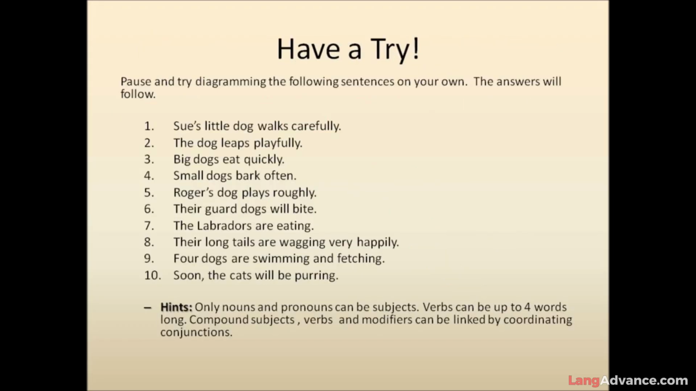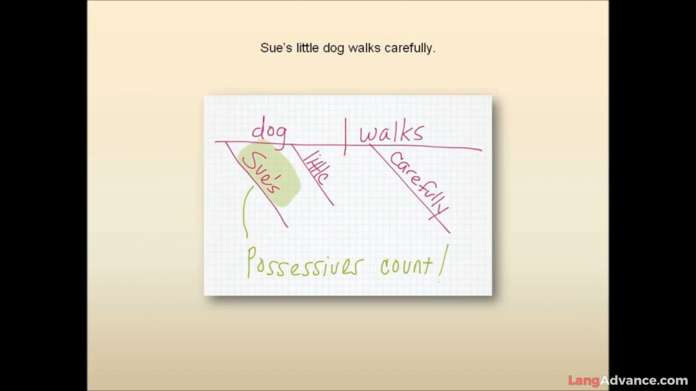You can pause the video to try these sentences on your own. The answers will follow. As for a hint, remember that only nouns and pronouns can be subjects. Verbs can be up to 4 words long. Compound subjects, verbs, and modifiers can be linked by coordinating conjunctions in the same pattern that you used for compound subjects and compound verbs. Okay? So go ahead and pause the video and then take a look at the answers.